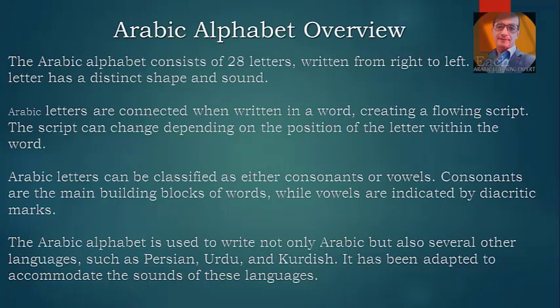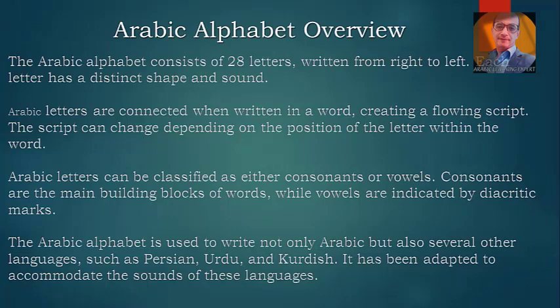The Arabic alphabet consists of 28 letters, written from right to left. Each letter has a distinct shape and sound. Arabic letters are connected when written in a word, creating a flowing script. The script can change depending on the position of the letter within the word.